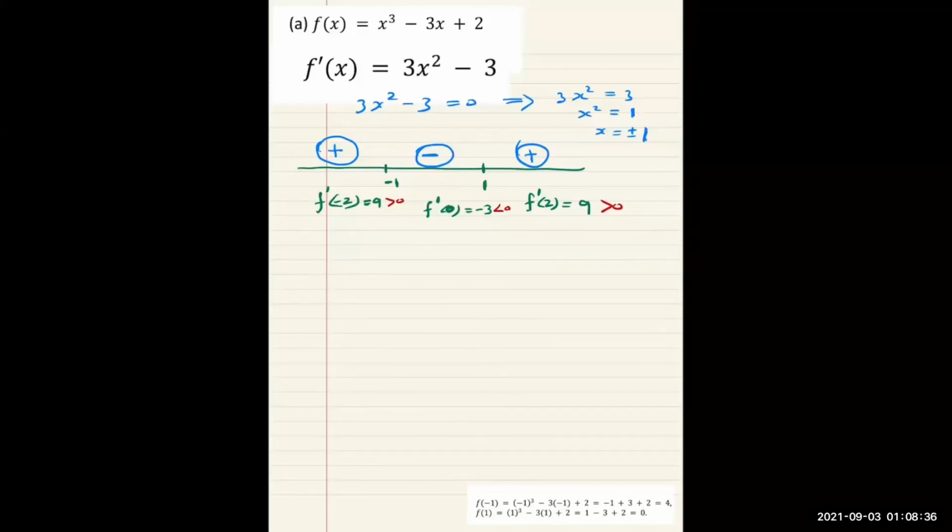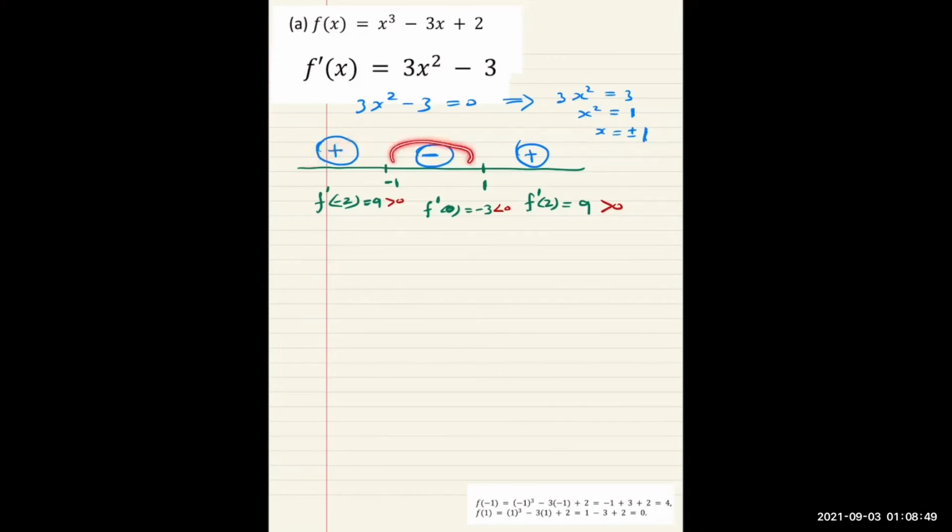Notice that in this interval, your derivative is positive, which means your function should be increasing. So your shape should be like this. It would be like this or like this, but I will just draw a straight line. It's an increasing function. And on this interval, your derivative is negative. So shape should be like this. And in this interval, shape should be like that.